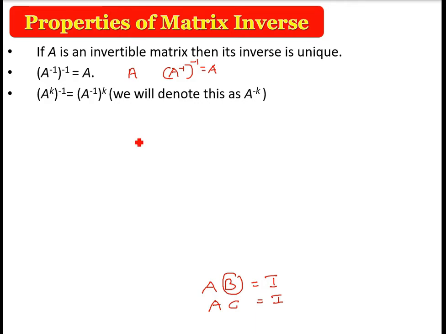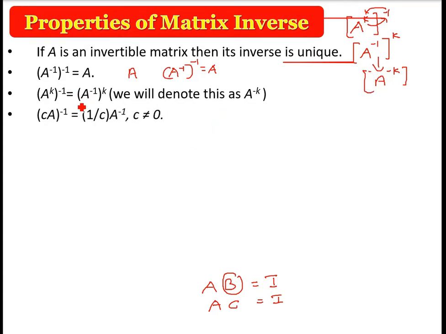Then we have another property: if the matrix has some power, say A raised to the power k, and we want to find the inverse of this, this is the same as exchanging the positions of -1 and k. That is, we can first take the inverse and then raise it to the power k. We can also denote it by k multiplied by -1, so we can also denote it by A raised to minus k. So we can interchange it basically.